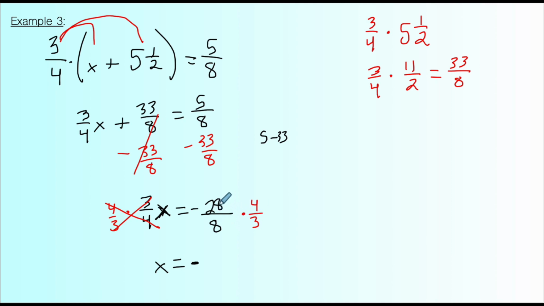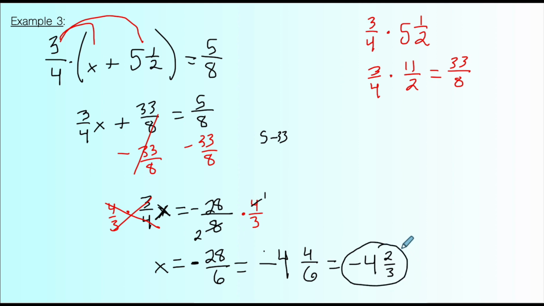And all right, here we go. I'm going to cross simplify here. And I'm going to get 28/6, and I'm going to make that into a mixed number because that's a little bit nicer to have as a final answer. 6 can go into 28 4 times, and I've got 4 left over. So negative 4 and 2/3 is my best possible final answer.